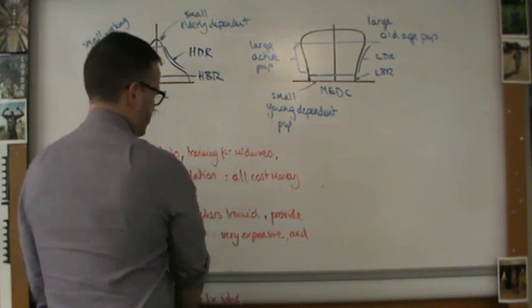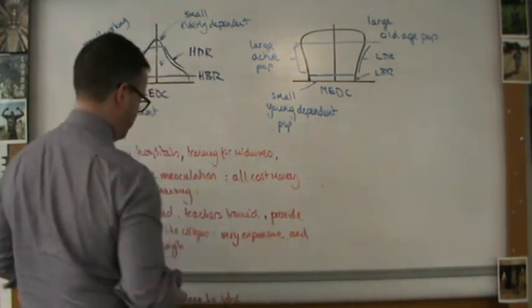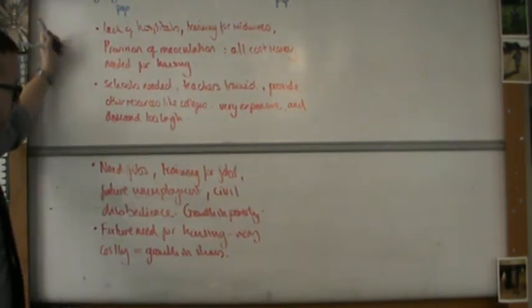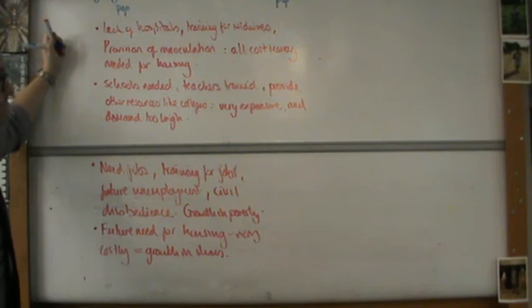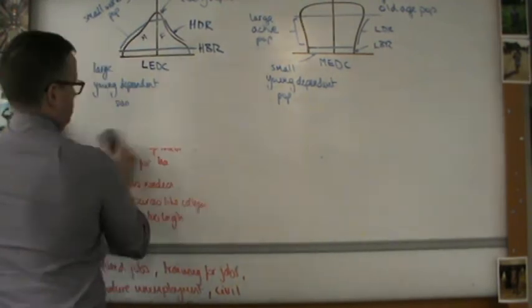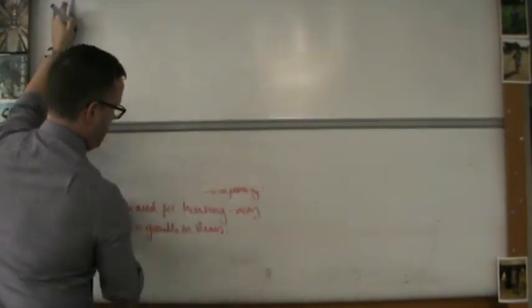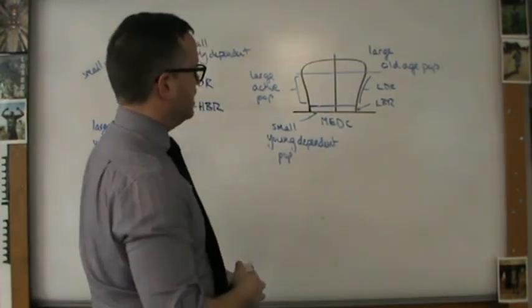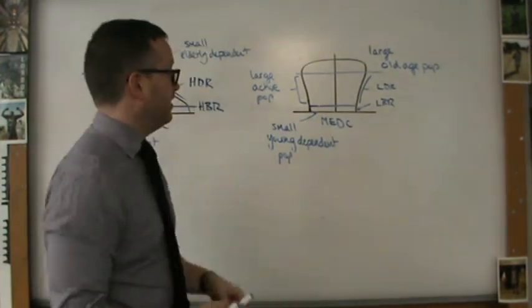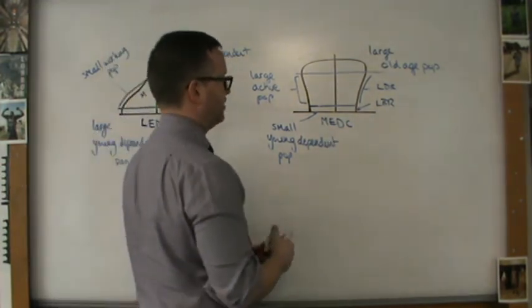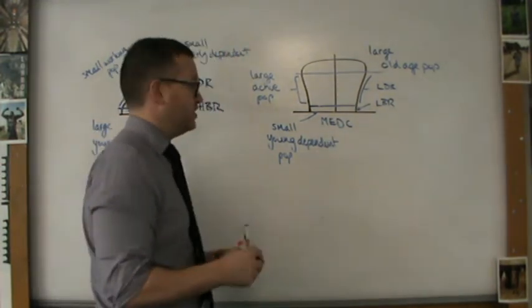If we move over onto the other side now, in fact, what I'll do is I'll put those notes back up for 1 second. You can pause the video now if you wish to look at them more closely. And now I'll switch to talking about the MEDCs. Now in an MEDC, they've got the opposite. They've not got a large young dependent population, they've got a very small young dependent population. This leads to a completely different set of problems.